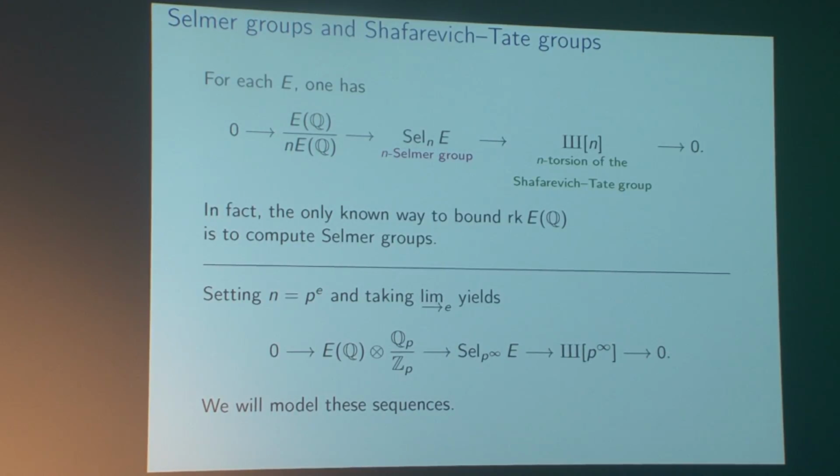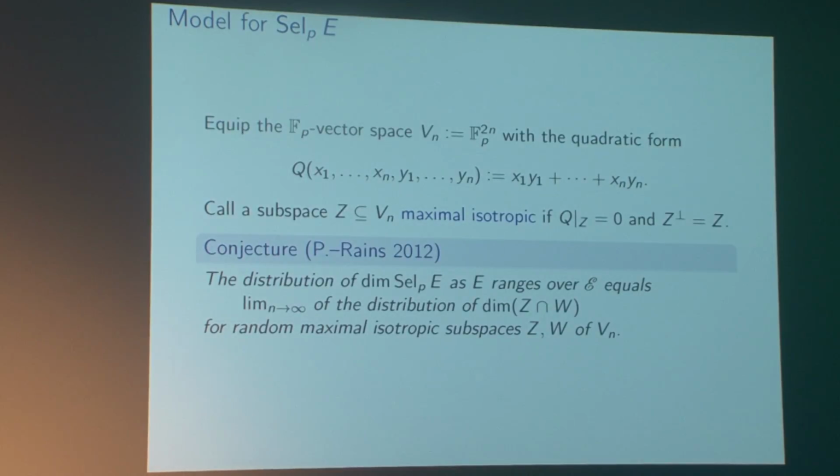Okay, so our goal is then to have a model for all of these sequences to try to predict what the distribution of these groups are as E varies over all the elliptic curves over Q. So I'm going to start with the Selmer groups, just the finite Selmer group. In fact, I'm just going to do the p-Selmer group, where p is a prime for now. And it's known to be a finite group.